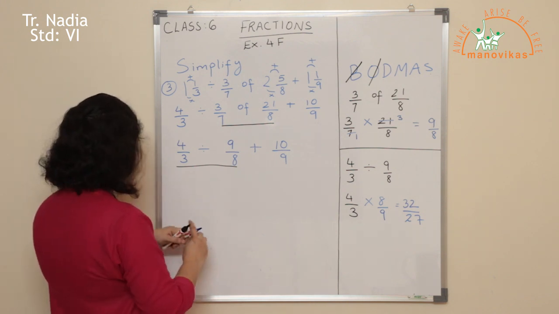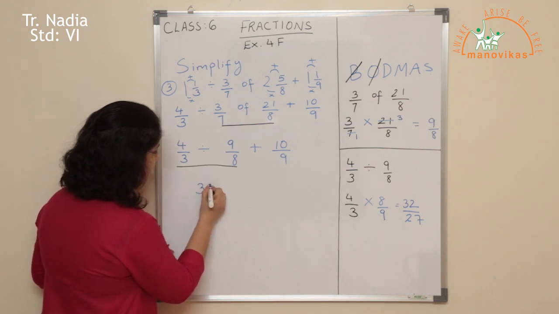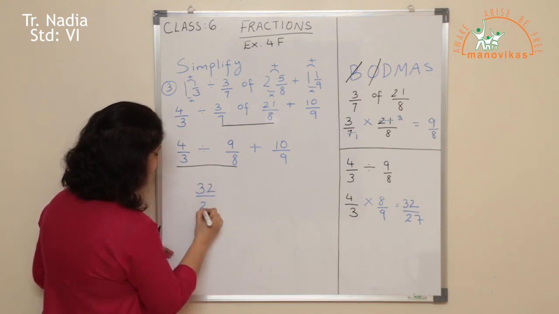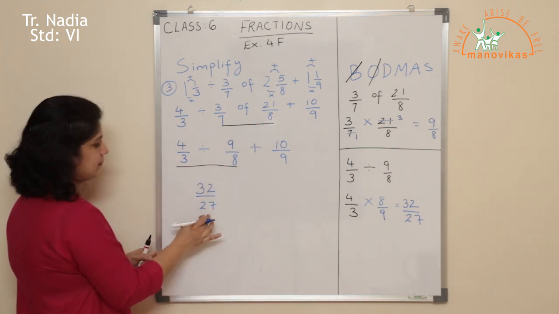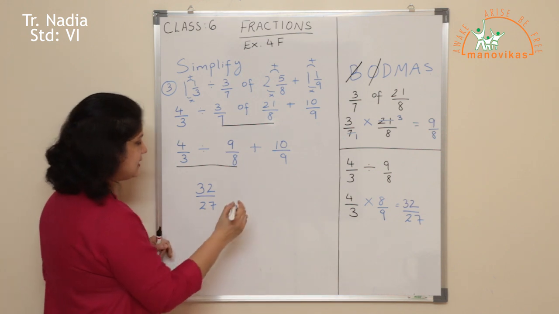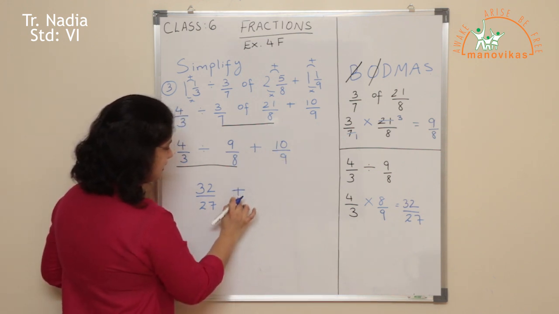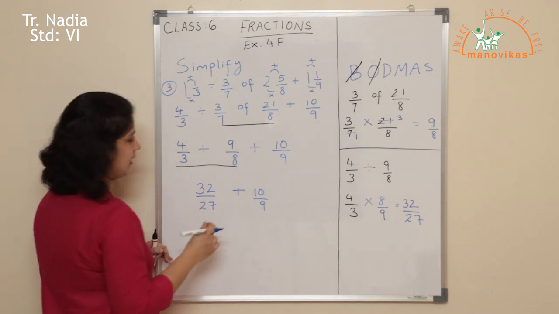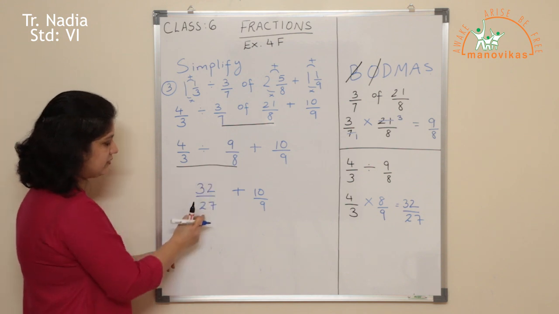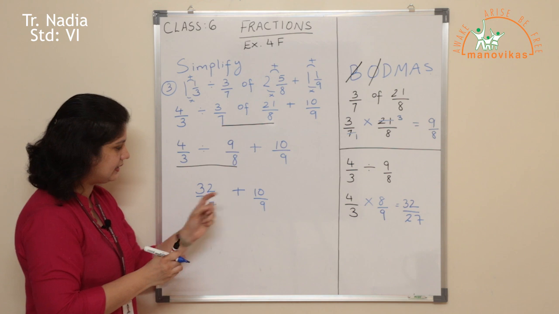So now in place of the underlined part, I am going to write 32 upon 27. Now, this part has become 32 upon 27, plus the plus sign comes here. This fraction should remain as it is, 10 upon 9. Okay. So, in place of this, I wrote 32 upon 27. This plus came down, 10 upon 9 came down.